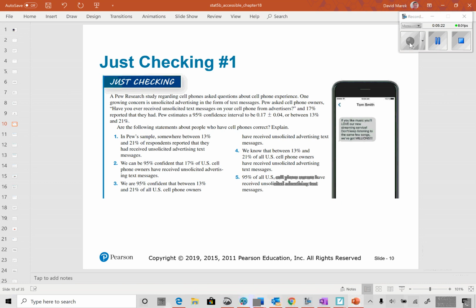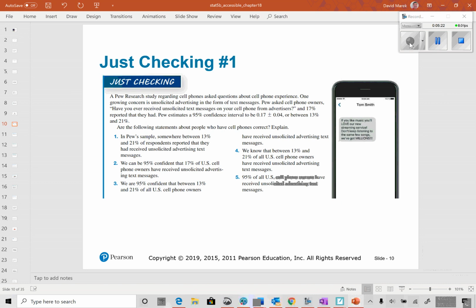So, for these 5 questions here, are the following statements about people who have cell phones correct? Be very careful in our reading here. Number one, in Pew's sample, somewhere between 13% and 21% of the respondents reported that they had received unsolicited advertising text messages. That is false.